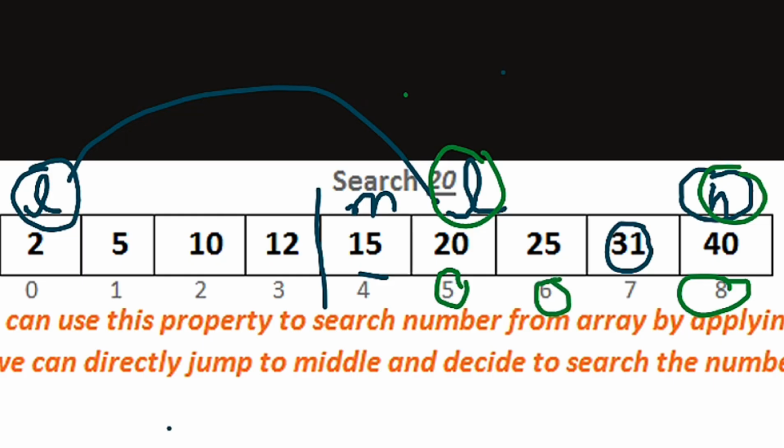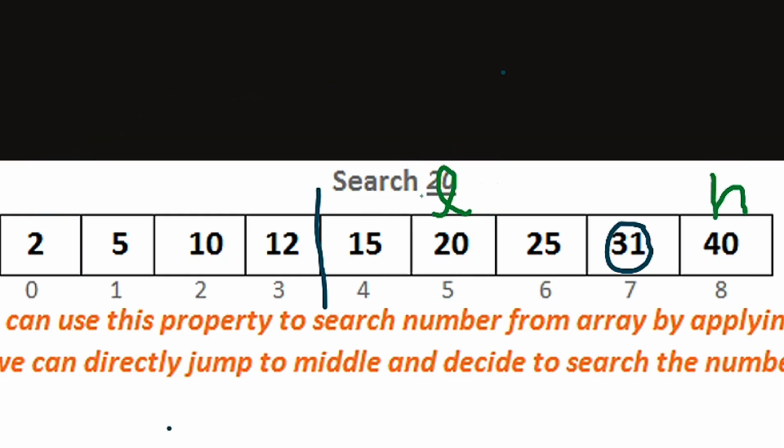Fine. I'll remove this. This is my new low, this is the new high, and after taking L plus H by 2, your middle will be 6. This will be my middle element, okay? Now you will see the same condition again. Is my middle element less than the target element? Yes, true. If it is less than, again you will traverse towards the right.